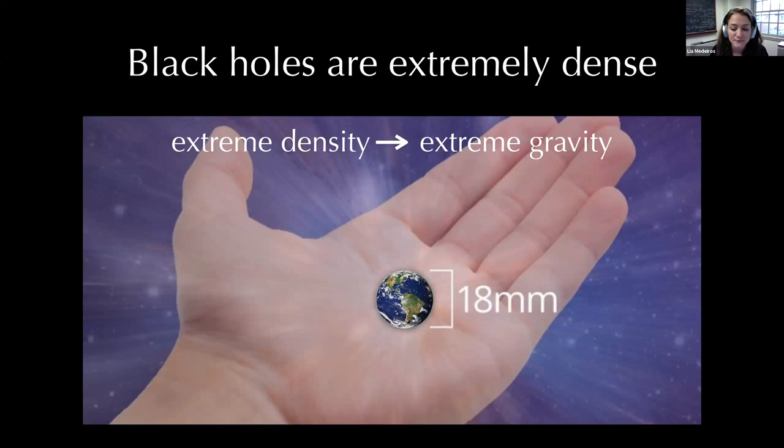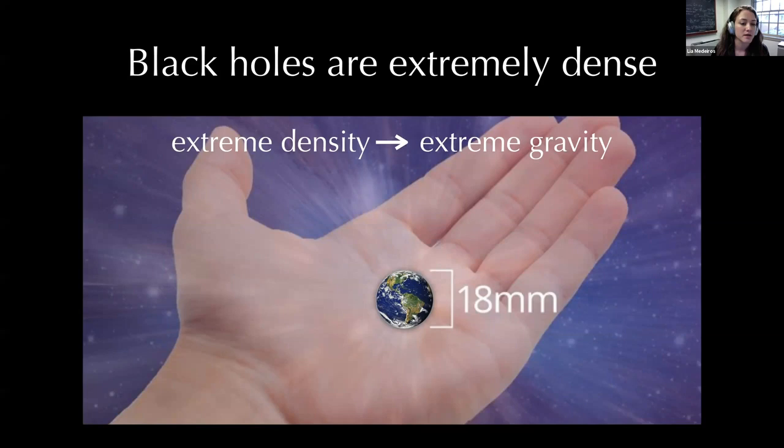Before we move on, I just wanted to clarify a couple other things. The size that I am showing you here of this little Earth in the palm of somebody's hand is actually the size of the event horizon. So the event horizon is essentially the boundary between the black hole and the rest of the universe. And so if you were to cross the event horizon, you would be within the black hole and nothing would be able to escape, not even light.